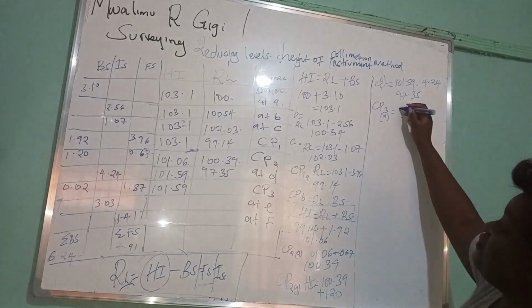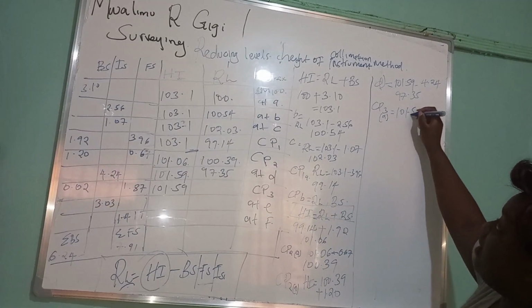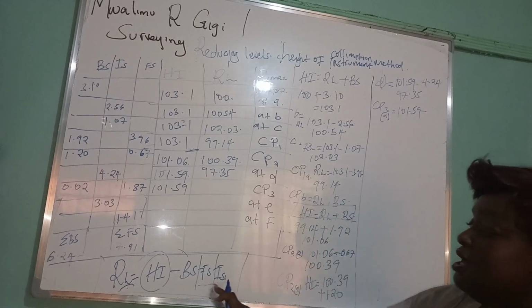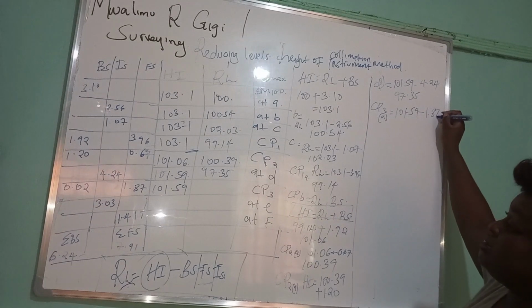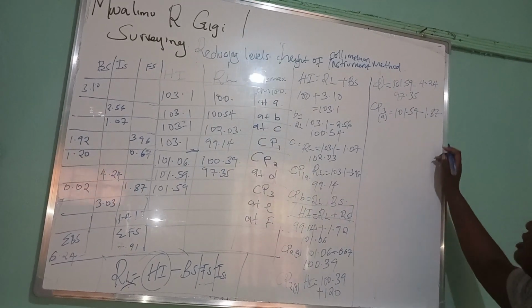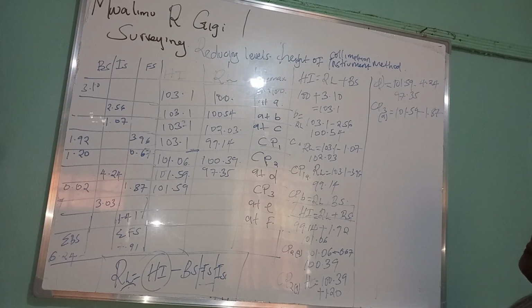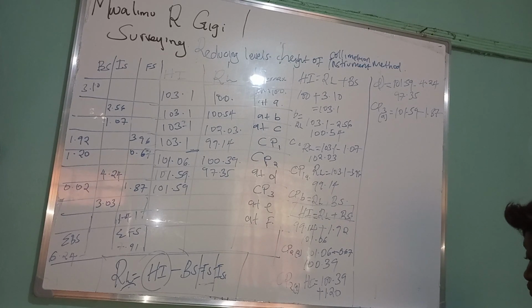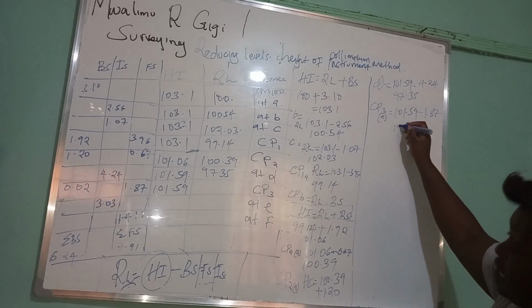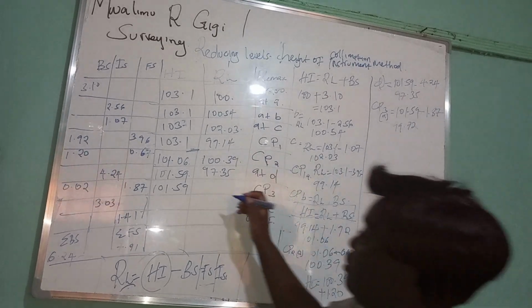At change point 3A, we want to get the reduced level. So we have the height of instrument, 101.59, and we have the foresight, 1.87. So to get the reduced level at that point, it is 101.59 minus 1.87, which is 99.72.